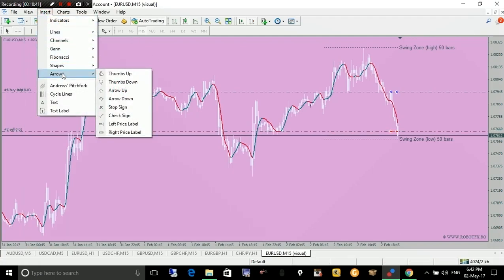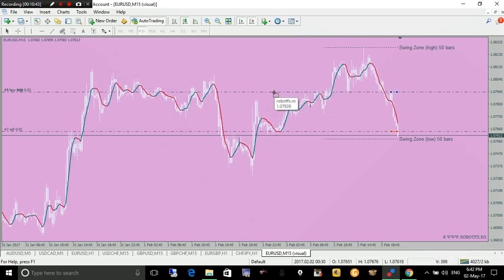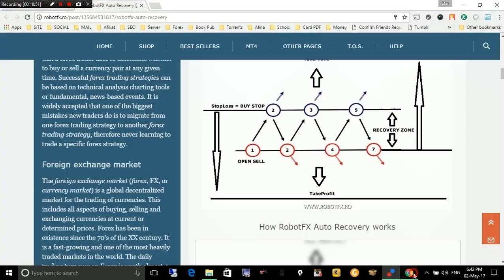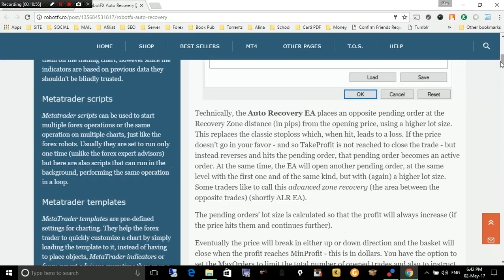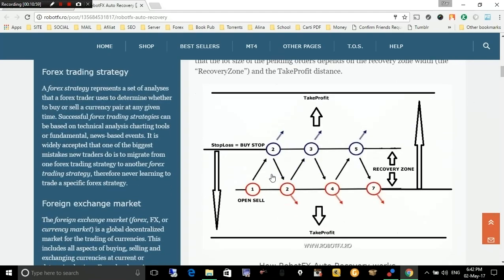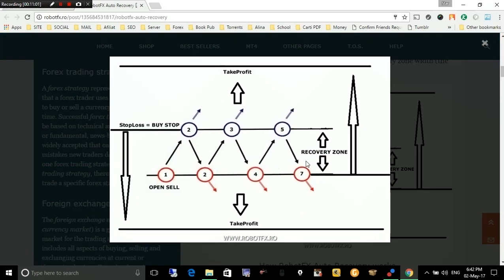Basically, and I think in the end I will explain it in this video, you don't need to watch the auto recovery video. Basically what we have is the recovery zone explained here in the RobotFX auto recovery expert advisor. So you can understand better, the auto recovery expert advisor is included, technically speaking, in the RobotFX Fluid expert advisor. So whatever the auto recovery can do, the RobotFX Fluid can do better.